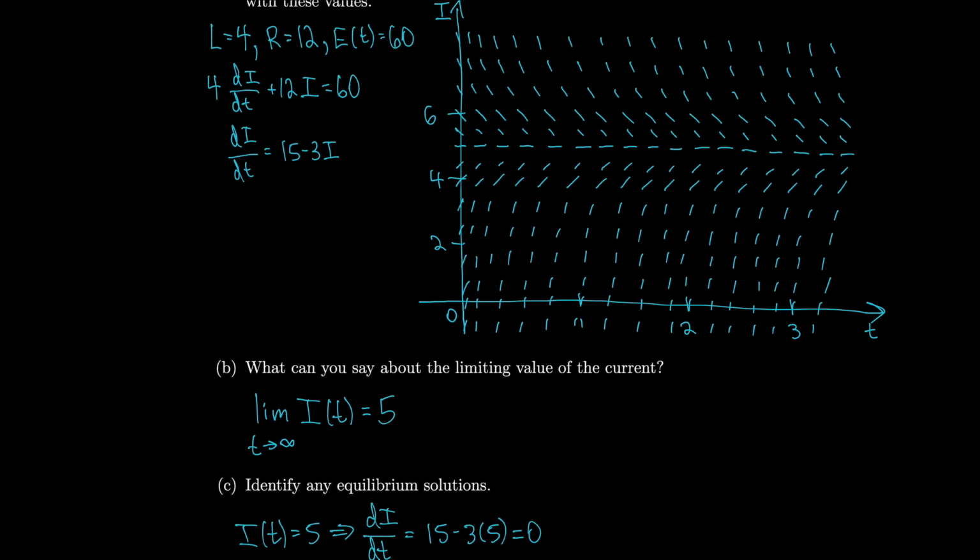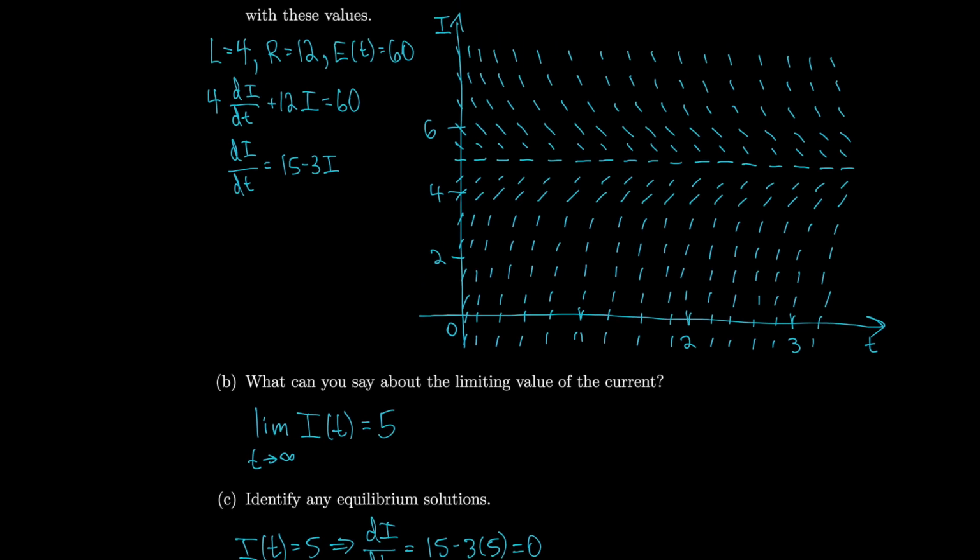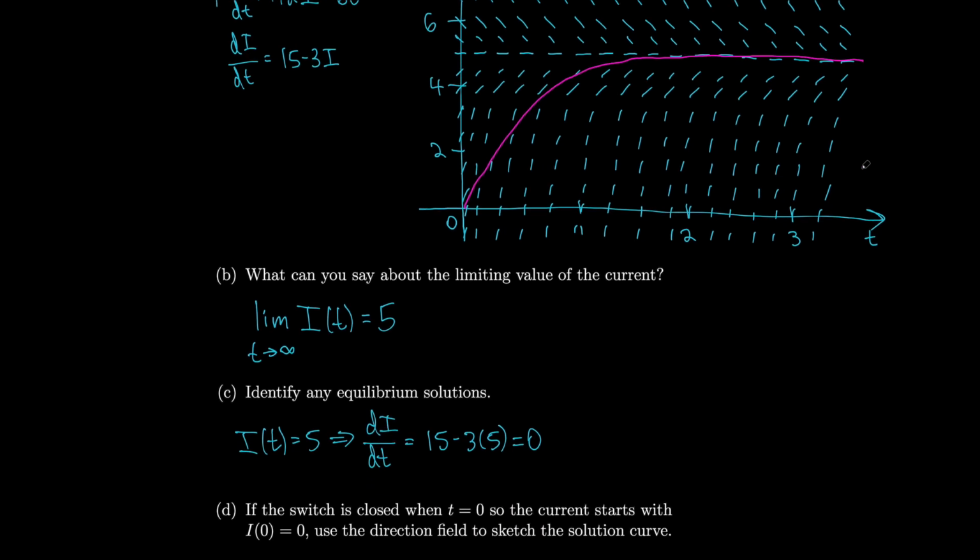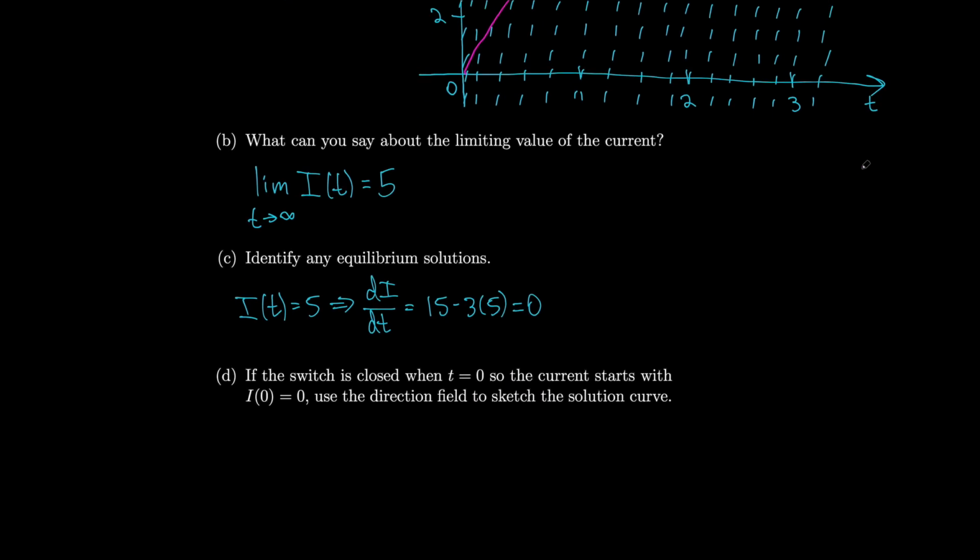So we go back over here. I want to try to sketch the solution curve starting at 0. So we're starting at the origin. Looks like if we follow the flow, then it looks something like this for our solution curve. So we can bring that down over here.